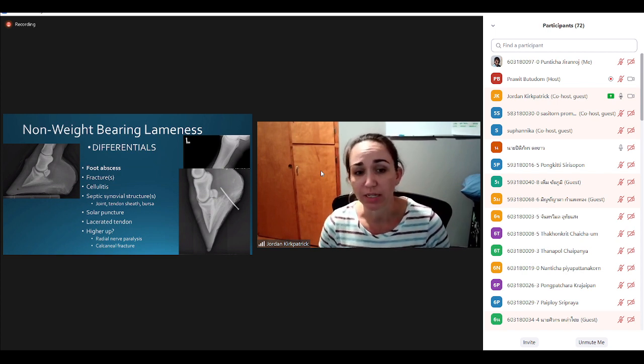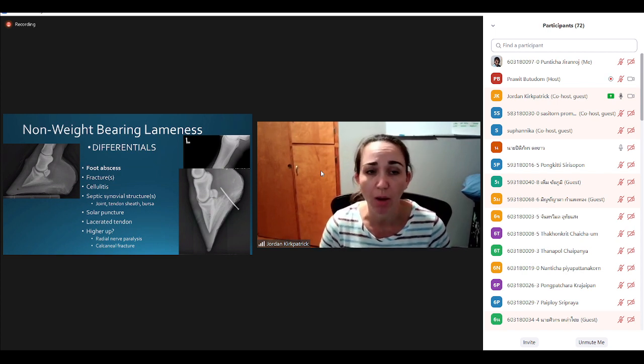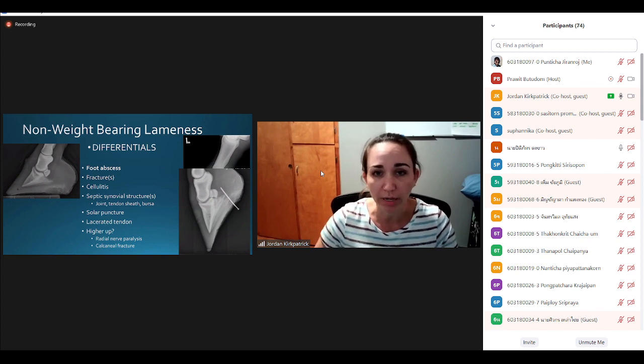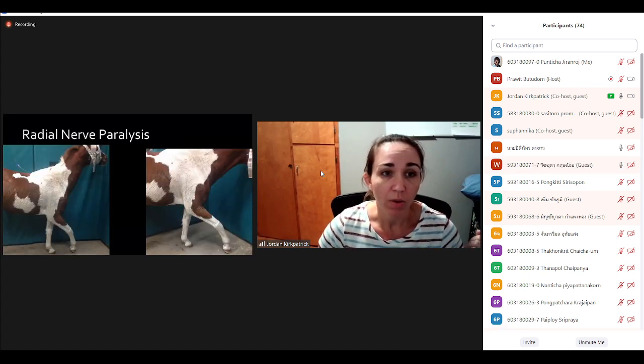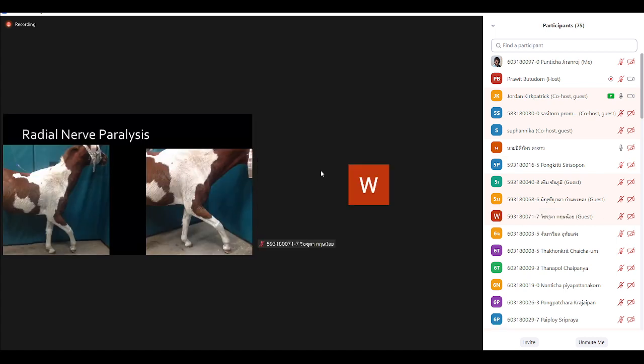They can have a lacerated tendon, or sometimes the problem could be higher up. So a nerve paralysis, so radial nerve paralysis, or calcaneal fracture, or something like that. So this horse has radial nerve paralysis.